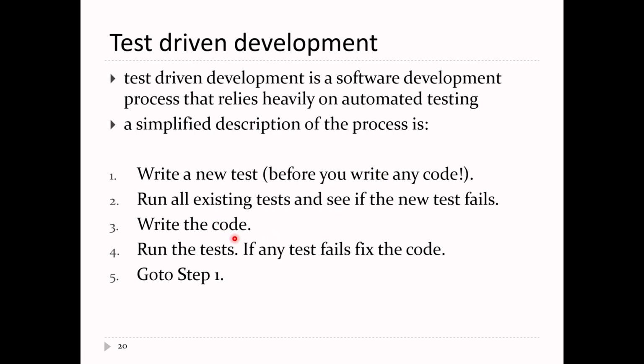Sorry, write the code. Run your test. If any test fails, you fix your code and repeat. And so you go back to step 1. You go to write another method. When you write your other method, you write a new test case first. Then you write your code, you run your tests, and repeat, making sure that all of your tests pass before you make any progress.